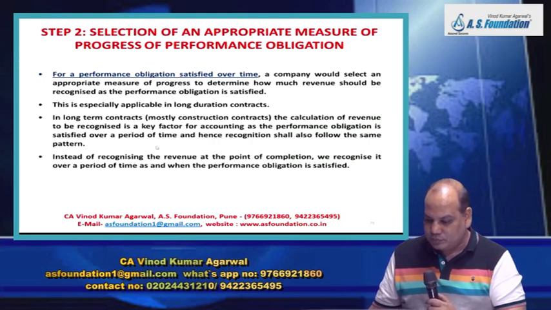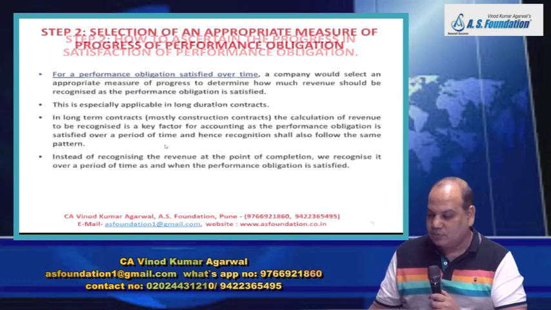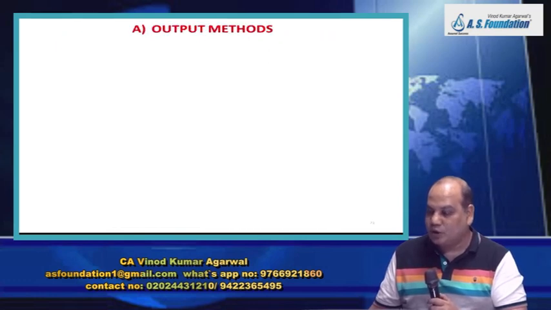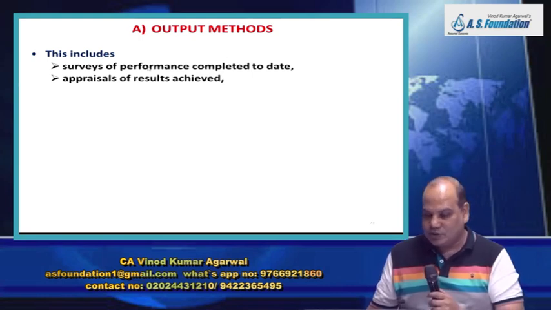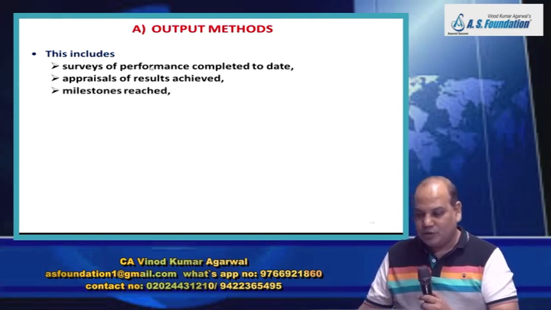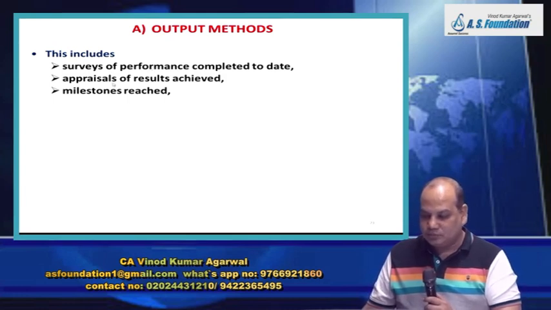Now what you have to do? You have to apply either the output method or the input method. Both methods are allowed. Output method means you can take the help of a surveyor. Go to some engineer, architect, technical expert, surveyor. Ask him, can you give us a certificate of the performance of the work done? So there are agencies who do this, professional agencies. So they will give you a certificate that 60% work has been completed.